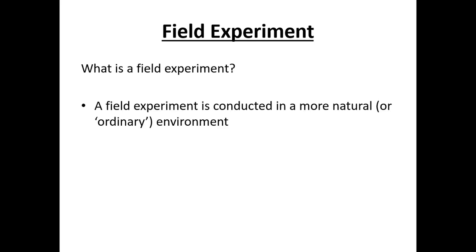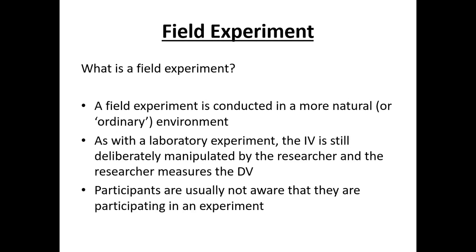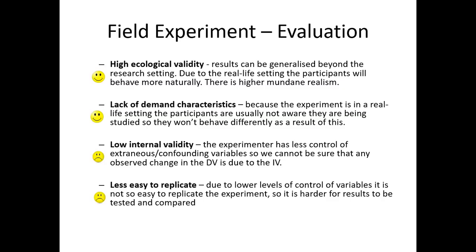The next type of method is a field experiment. This is where an experiment takes place in a more natural or kind of ordinary environment or setting. The independent variable is still manipulated by the researcher, and the researcher will still measure the dependent variable. Participants are usually not aware that they take part in a field experiment.